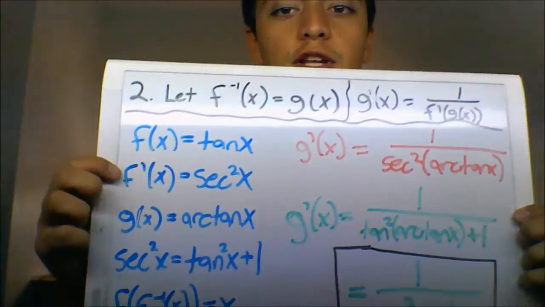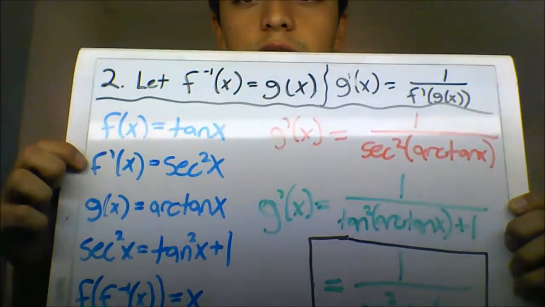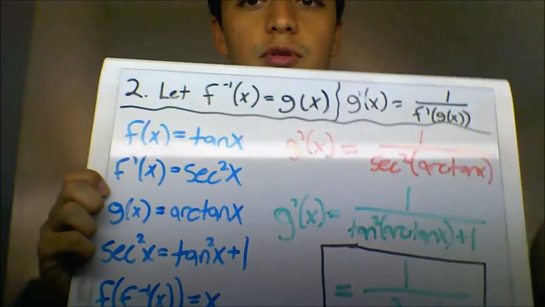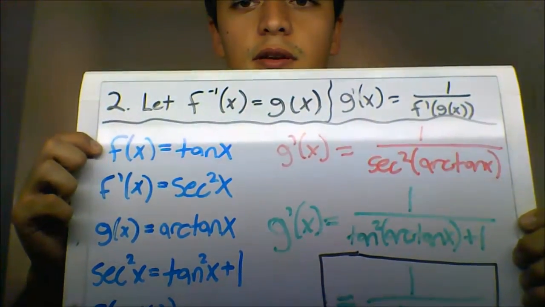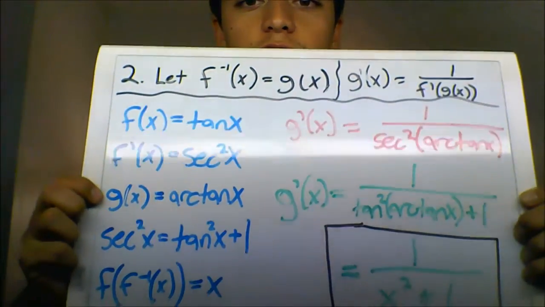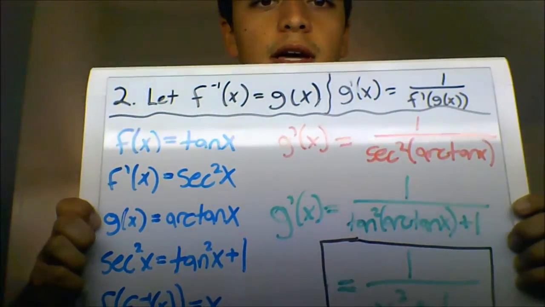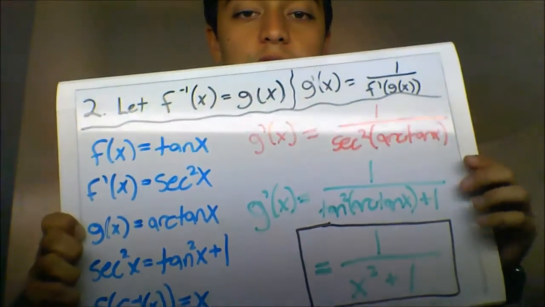Next, we're going to look over here in the blue. These are many different equations that we're going to need to know in order to go through the problem. First, we're going to start with f of x, which is tangent, its derivative, secant squared of x, its inverse, arctangent of x. And then we're going to start here in red and go back to the other equations afterwards.